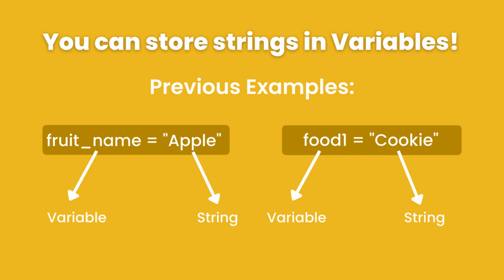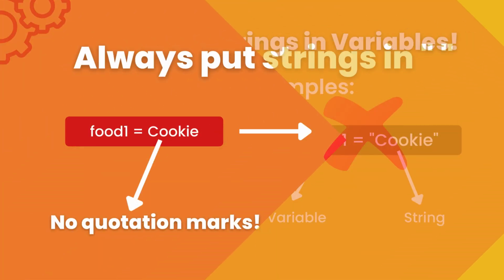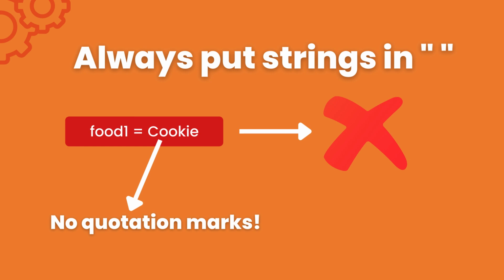From the previous variable unit, do you remember some of the examples I showed you, such as fruit_name is equal to apple and food1 is equal to cookie? In these cases, apple and cookie are both strings, because they are both inside quotation marks. You must always put strings in quotation marks. The following declaration of a string, food1 is equal to cookie, would result in an error because there are no quotation marks.